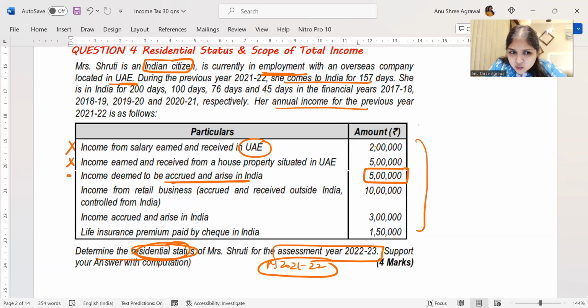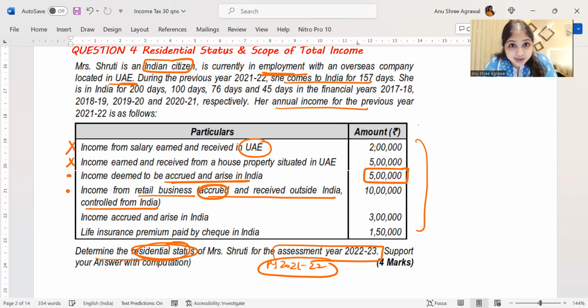Guys, correctly you will tell me this one. Income from retail business, accrued and received outside India, controlled from India. Tell me, in reality, is it an Indian source? No, because it accrued outside India. In reality, it is not an Indian source.